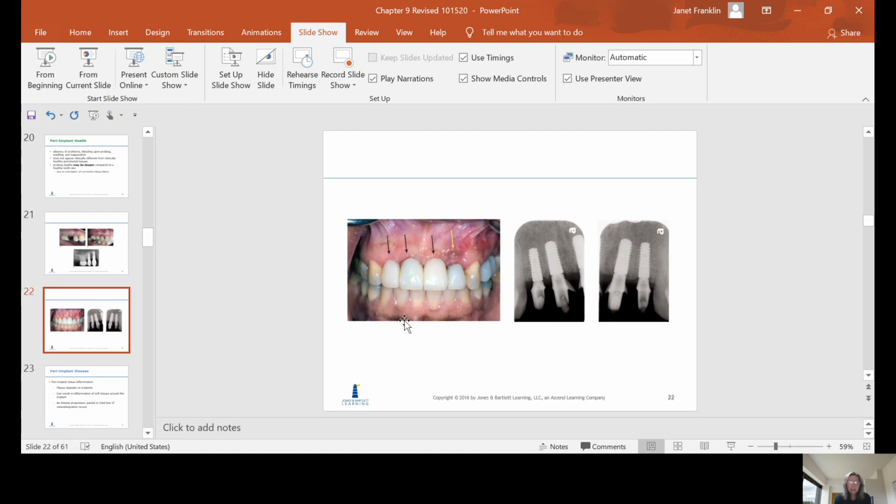This is just another picture that's considered healthy tissue. You can see it looks pretty much the same. This one's got some thinner bone, I guess would be the way to put it. But if you look at the radiographs, they all look healthy.